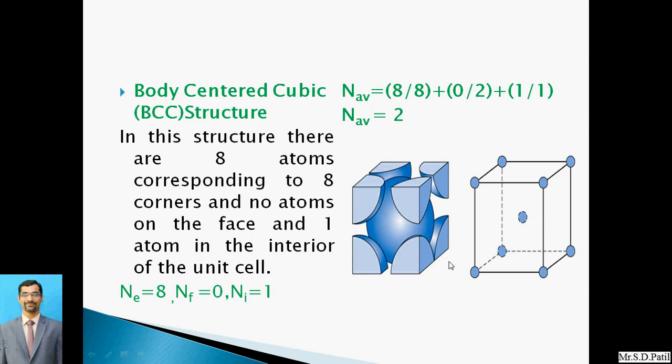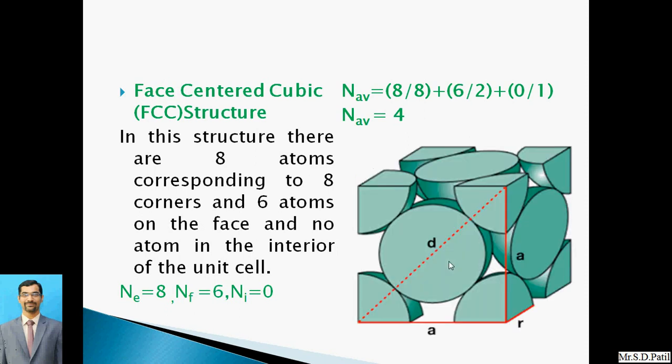Okay, these terms may now be very clear to you, and you can also calculate the average number of atoms per unit cell for the remaining structures. So now the next structure is the face-centered cubic structure, called FCC. This diagram shows the face-centered cubic structure, and I hope you are getting a clear idea of it.